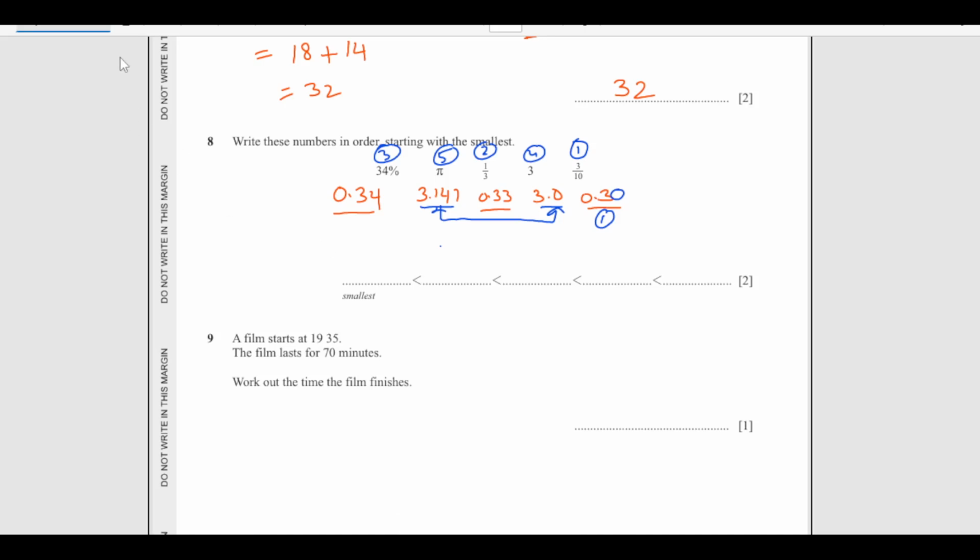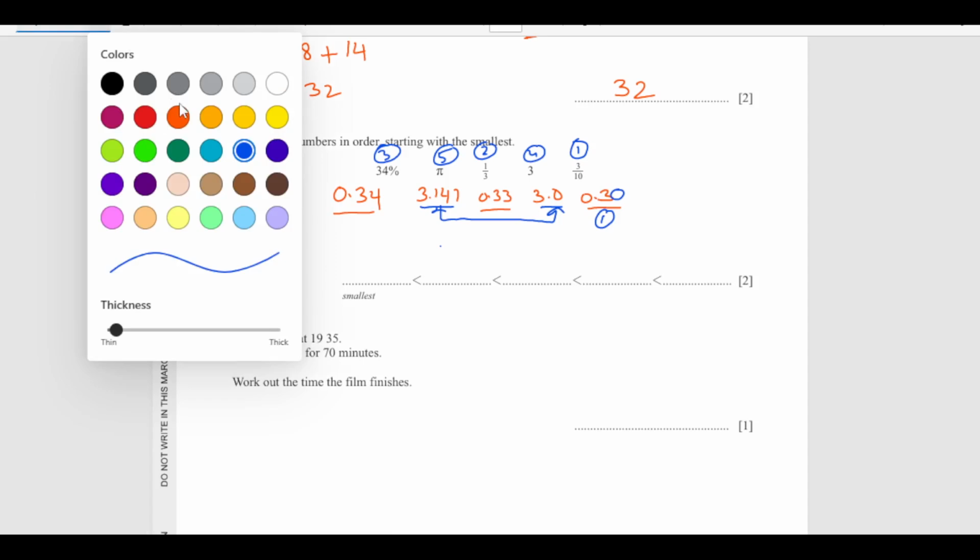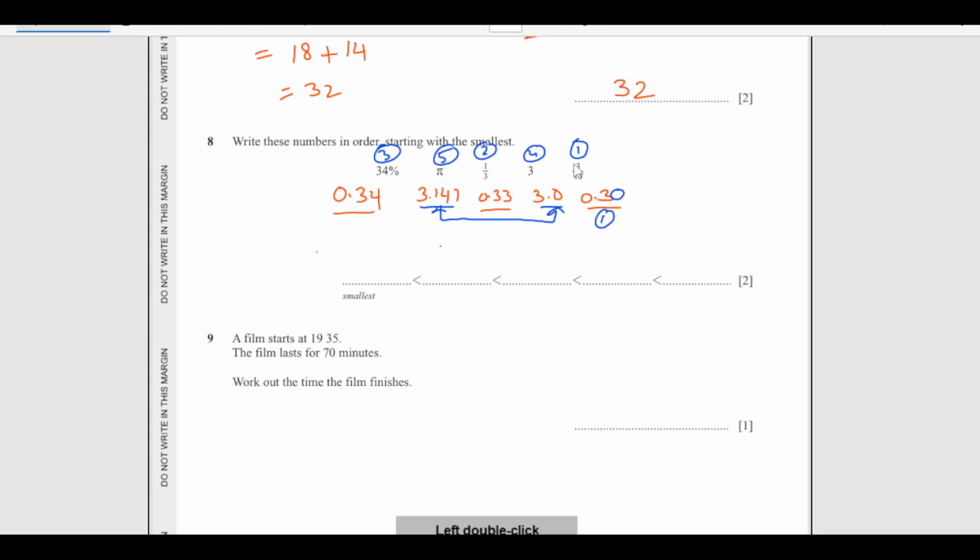Now make sure when you write it, it should be in the original form, not the converted form. So the first one here is 3 over 10. So I'm going to write down 3 over 10 here, then 1 over 3, 34%, then 3, and then pi.